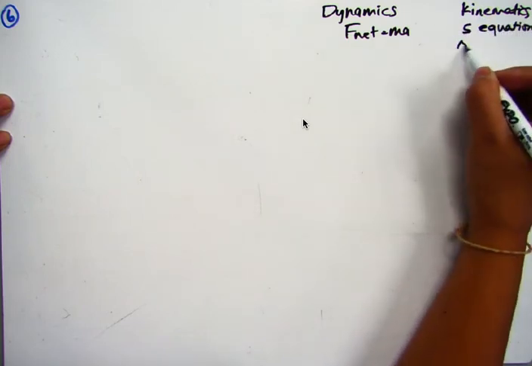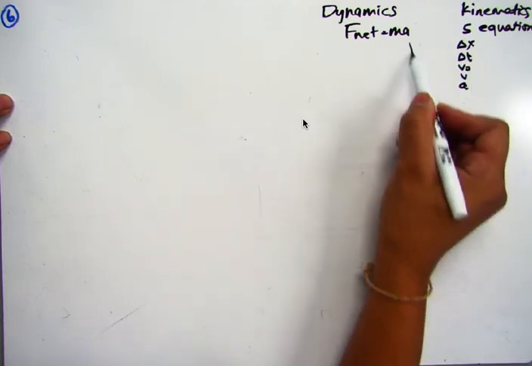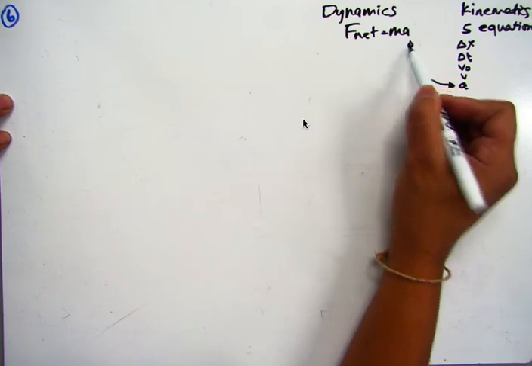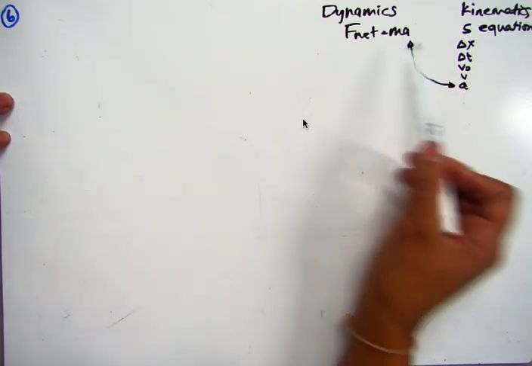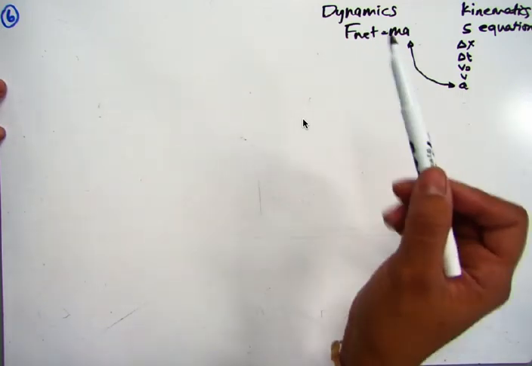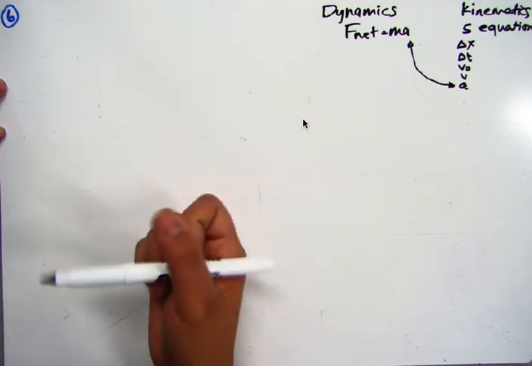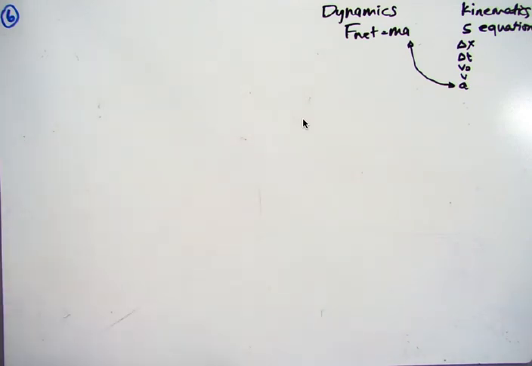And it's like delta x, delta t, v naught, v, and a. So the thing you can see that links these two things is the a. So we're going to have to keep an eye on what we know and what we don't know, and we might have to use the kinematic quantities to find the dynamics equations or use the dynamics quantities to find the kinematics. It depends on what the problem is asking. So we're just going to have to read the problems carefully, lay it out very carefully, and go from there.